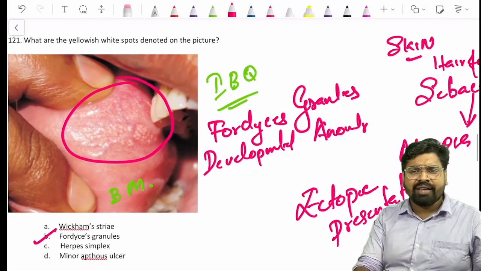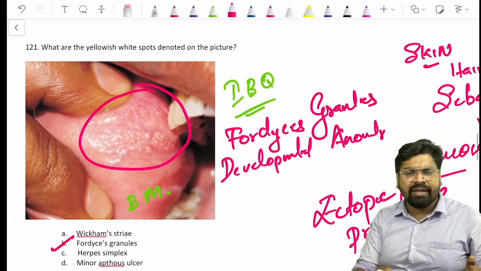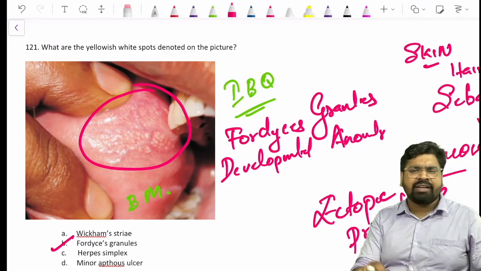The striae are seen in lichen planus; we will see that in lichen planus. It's not herpes simplex or any other ulcers or something.